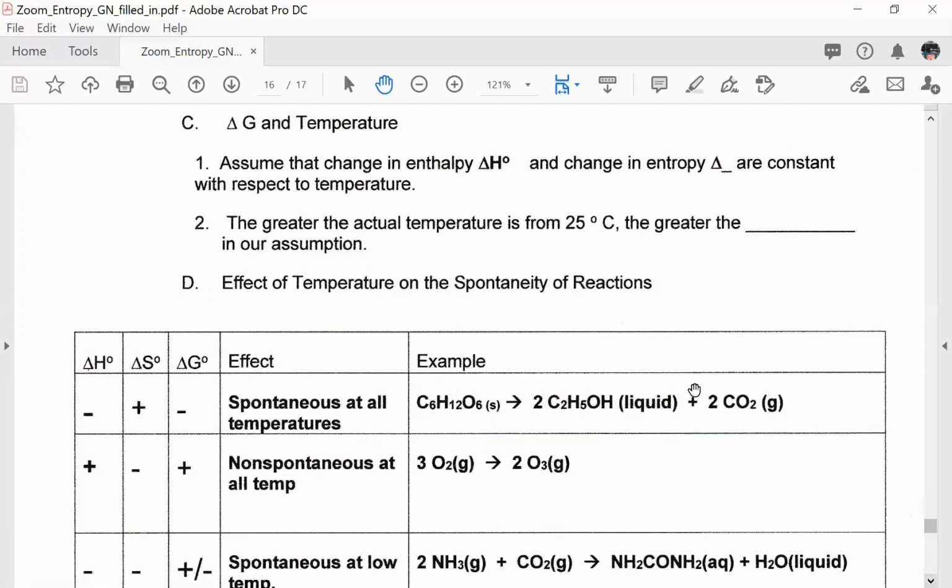So we're going to assume that the change in enthalpy is delta H, and the change in entropy, that should be a delta S, so I have to fix that. Okay, so right here should be a delta S. Our constant. The greater the actual temperature is from 25 degrees C, the greater the, and I'll have to fix that.